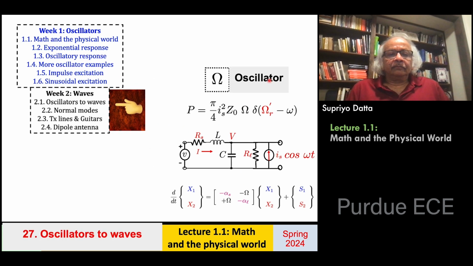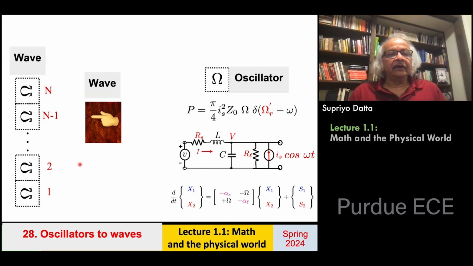Now, the second week of lectures is about waves. We have set the basics about oscillators that we need. For waves, the basic idea is if you take a bunch of oscillators and string them in series like this, so that one feeds into the other, next to the other, and so on. So you have, say, capital N sections, then the solutions to these will look like waves.